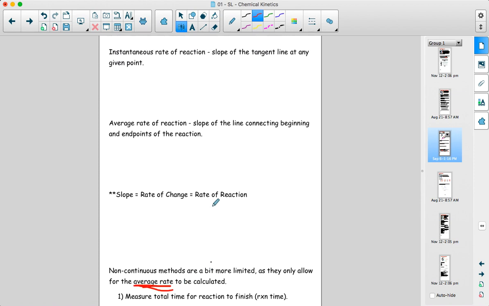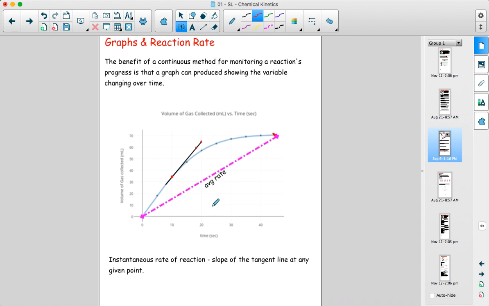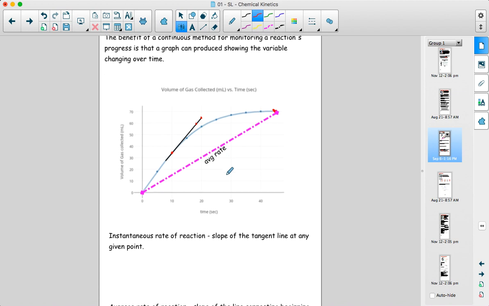So that's an introduction to rate of reaction and how we can measure it experimentally, and then how we can take that experimental data, plot it and make a graph out of it, and get different values like the instantaneous rate or the average rate of reaction.